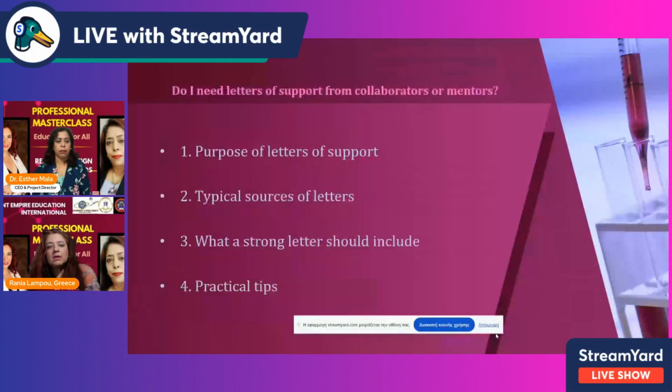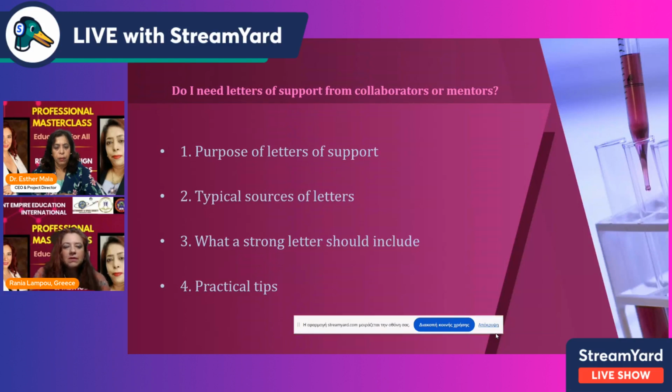Letters of support now. Letters of support from collaborators or mentors. Yes, in most research grant applications, letters of support are strongly recommended and sometimes required because they serve to strengthen your proposal by showing credibility, feasibility, and institutional commitment.